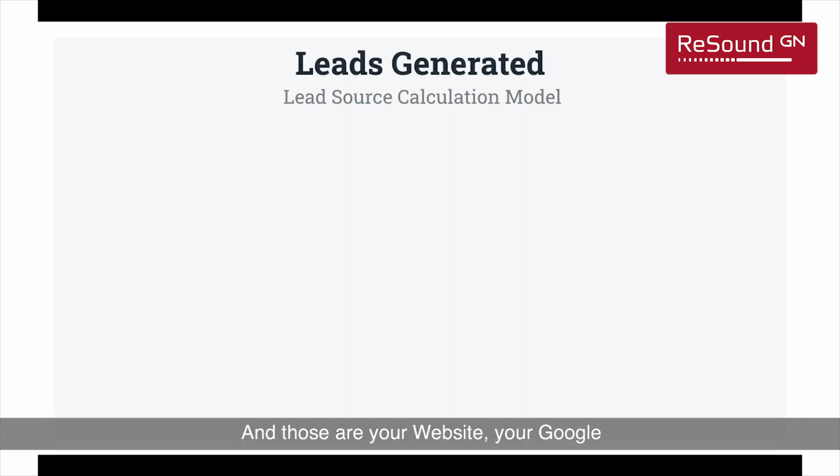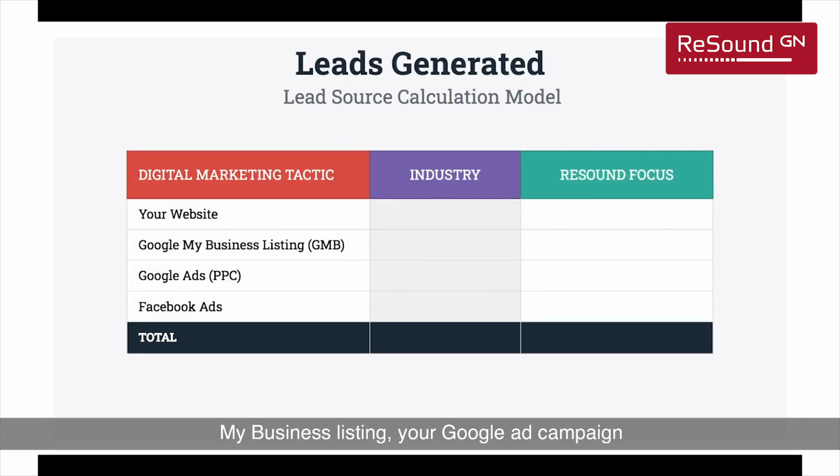And those are your website, your Google My Business Listing, your Google ad campaign or pay-per-click, and your Facebook ad campaign. Now, based on data collected by CallSource, the leading call tracking resource in hearing healthcare, a clinic website generates about 6 leads per month. ReSound Focus SEO client websites generate on average 12 qualified leads per month per location.